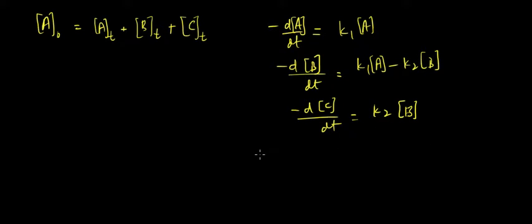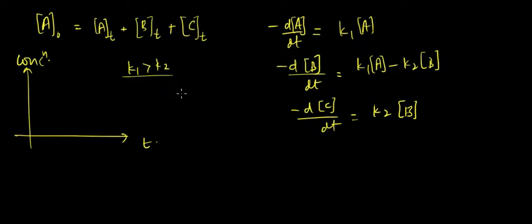Okay, so the following graphs can be drawn for the same. So we have concentration on the y-axis and time on the x-axis. This is assuming that K1 is greater than K2. Then we can draw this graph for A, or the concentration of A, and we can draw this graph for B, and can have this graph for C.